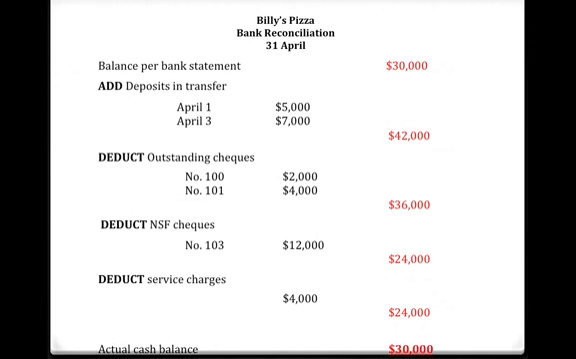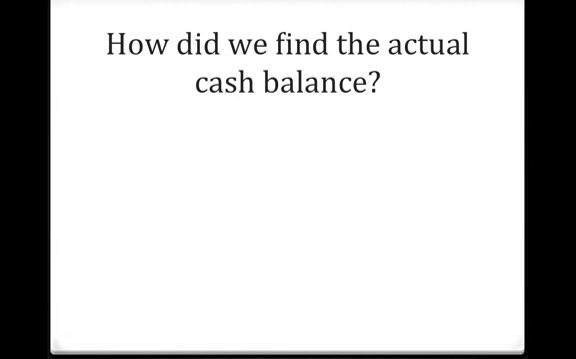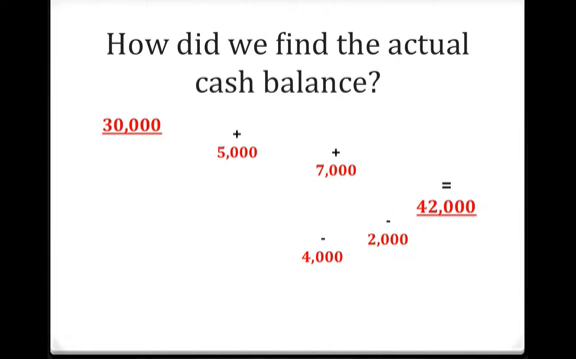Through this process of adding credits and deducting debits from the bank statements, the differences between the company's and the bank's records are clear. From the bank's balance of $30,000, we add deposits and transfers, increasing the balance to $42,000. From this, we then subtract outstanding checks, bringing the total down to $36,000, non-sufficient fund checks, again bringing it down to $24,000, and service charges, bringing us to the actual cash balance of $20,000.